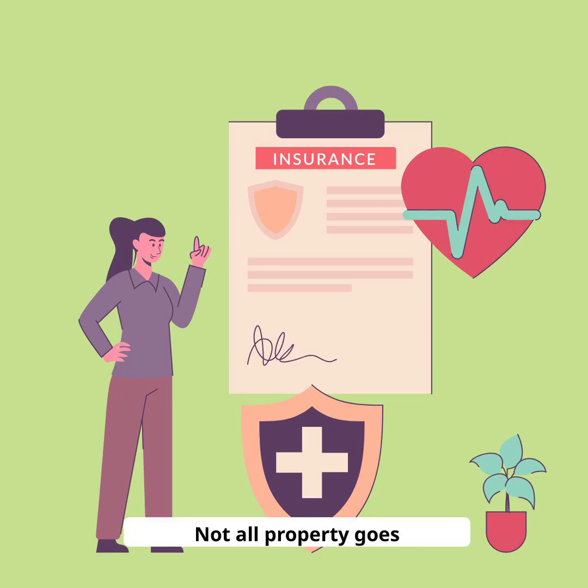Exceptions to the rule. Not all property goes through intestate succession. Some assets have designated beneficiaries or co-owners. They default to those individuals. Examples include life insurance policies, retirement plans, and shared property assets. These assets follow their own rules, bypassing state laws.